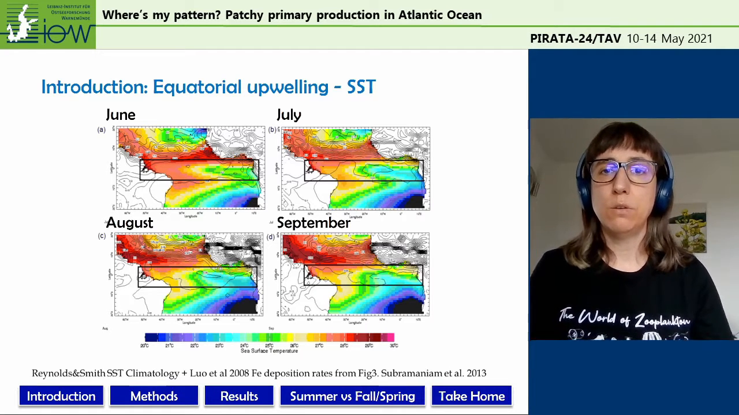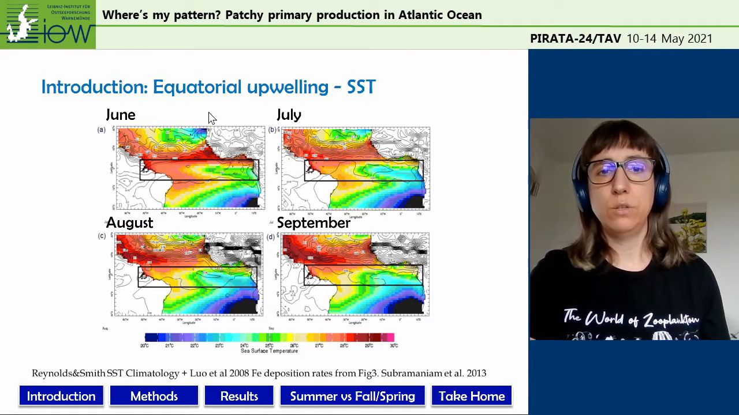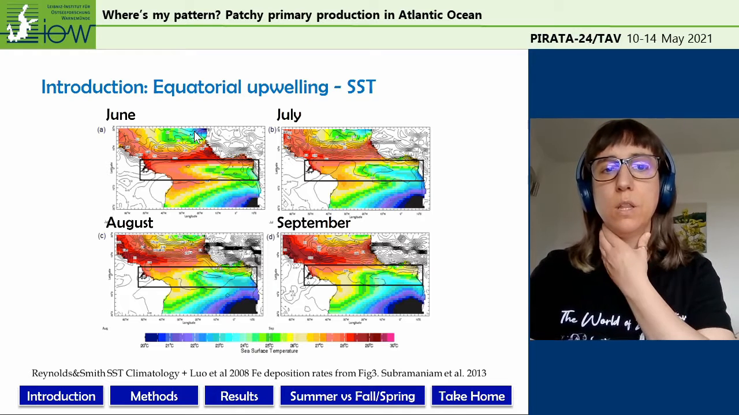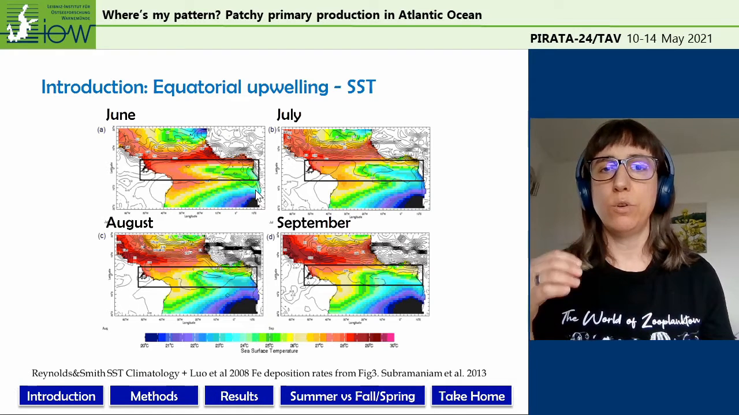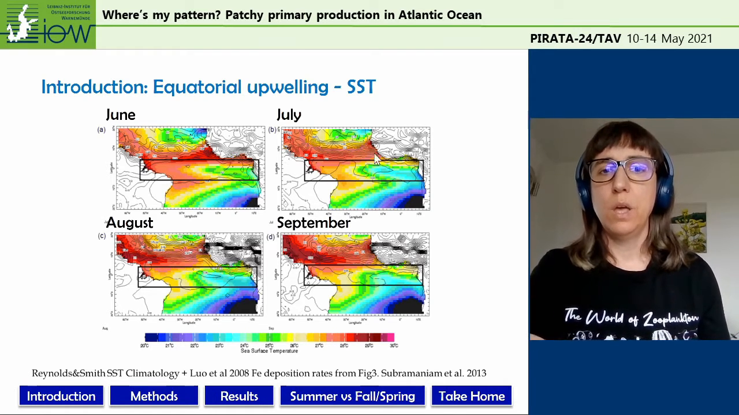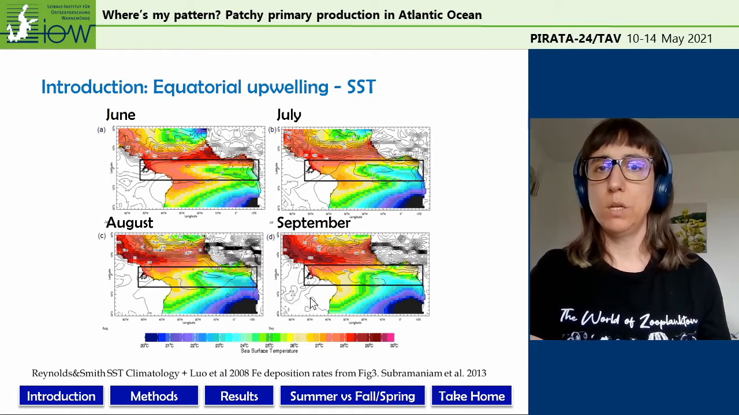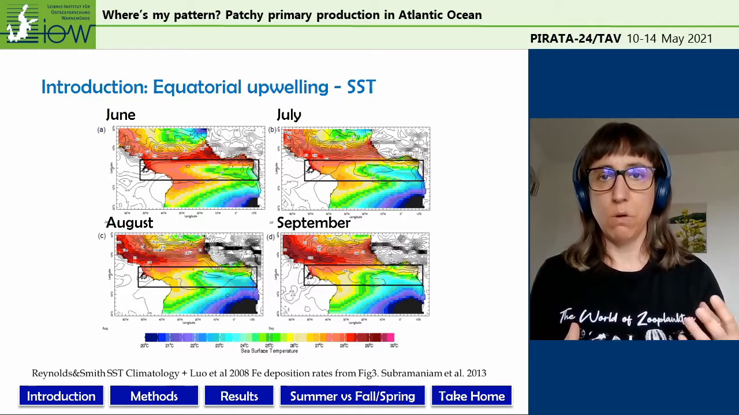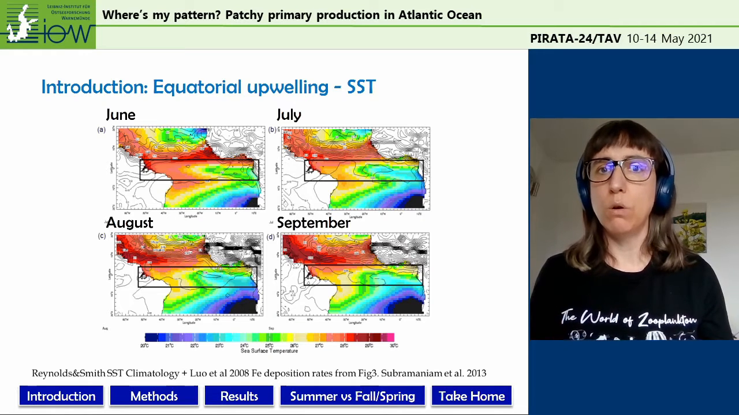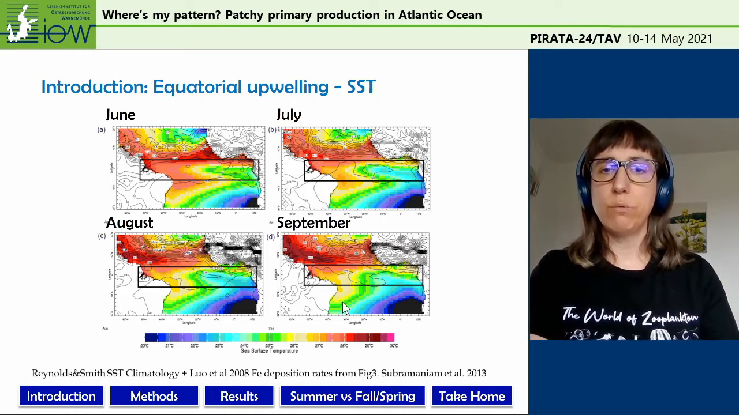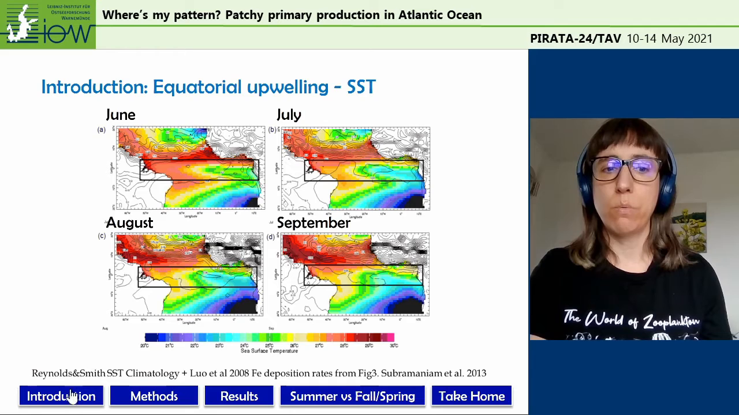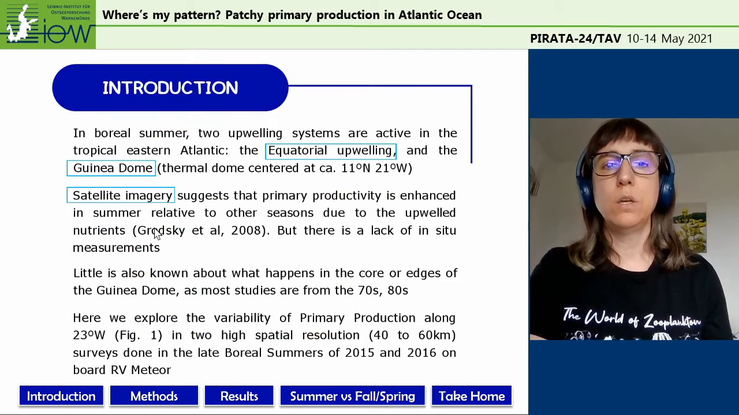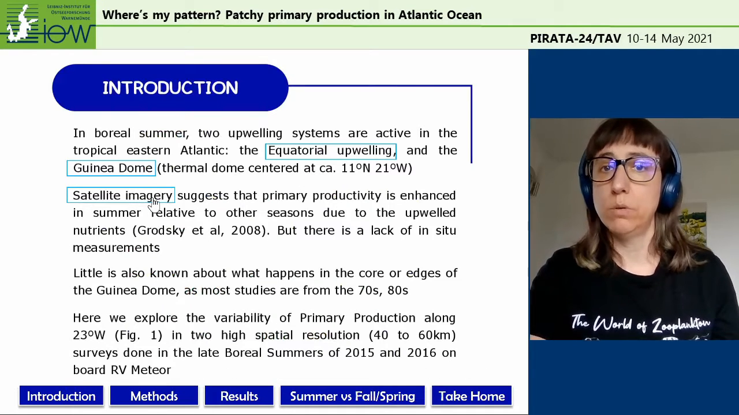When you take a look at the sea surface temperatures in June, July, August, and September, you see a decrease of temperature that starts to develop in June, strengthens through July and August, and then fades away in September. It has a sort of tongue shape, which is why it is called a cold tongue. This decrease of temperature is supposed to provide nutrients to the surface that should enhance primary productivity.